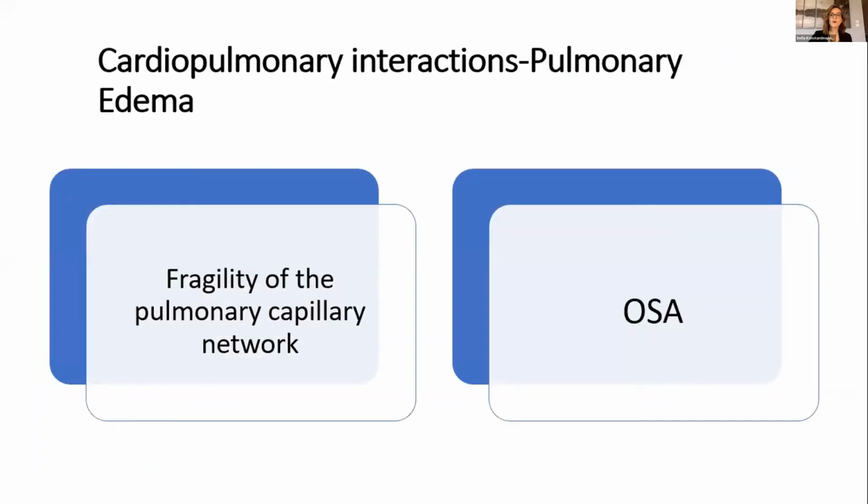So overall, moving on to cardiopulmonary interactions. The pulmonary vasculature of children with Down syndrome demonstrates vulnerability that may clinically manifest, as we mentioned earlier, as pulmonary hypertension, as pulmonary edema, which we'll be discussing, and as pulmonary hemorrhage, which we'll be discussing in a moment. So pulmonary edema develops more as a result of fragility of the pulmonary capillary network. And it's also reported postoperatively in individuals with obstructive sleep apnea.